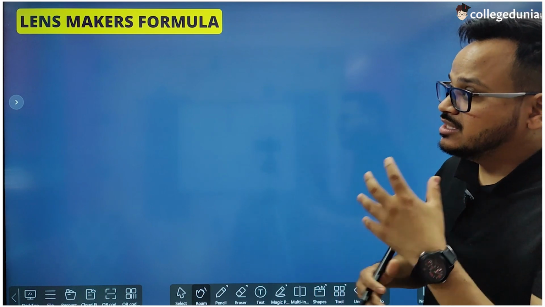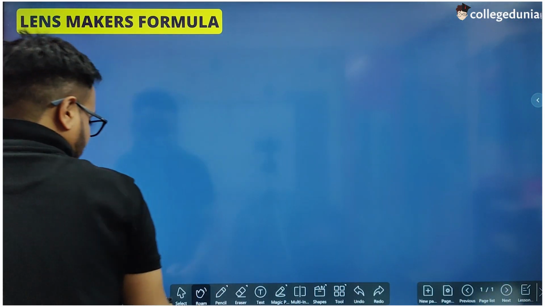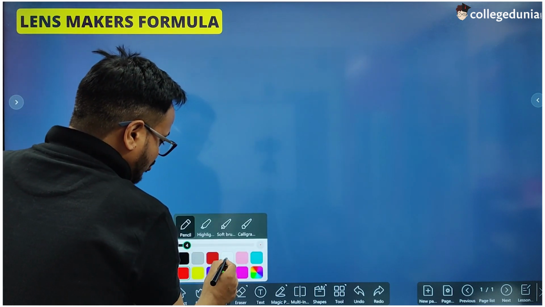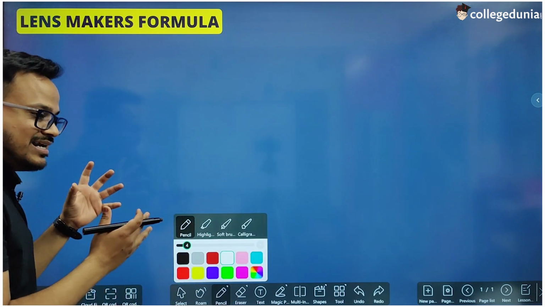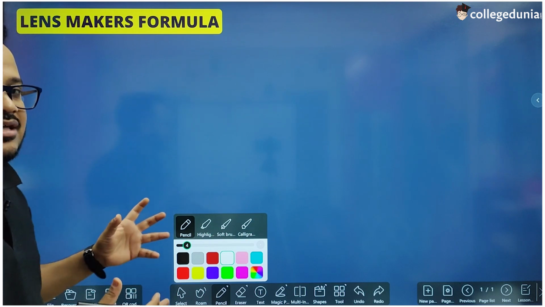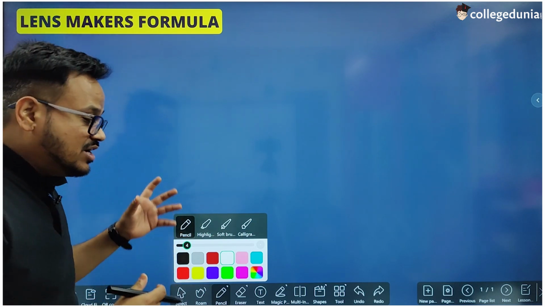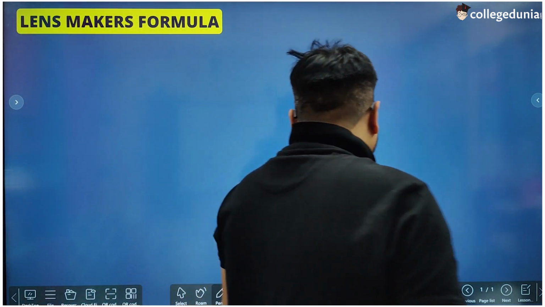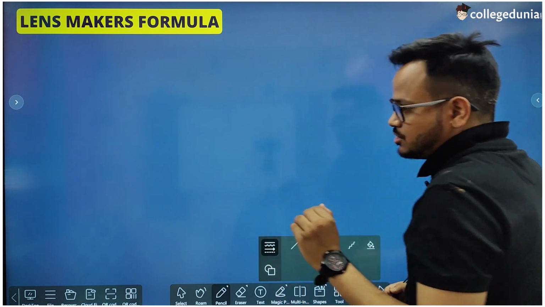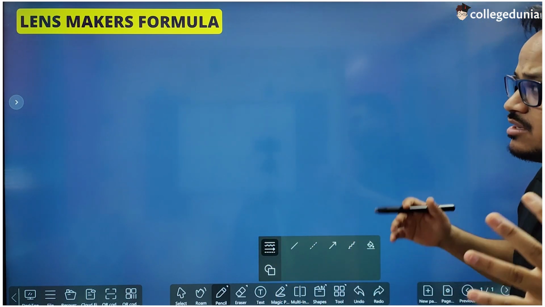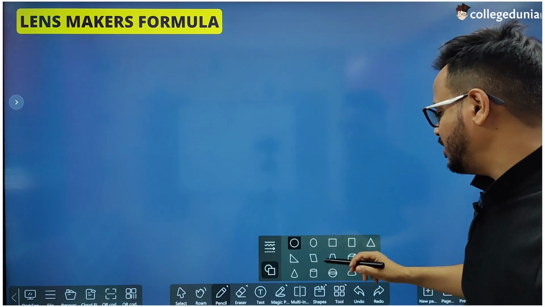We will derive this formula first and we will see the significance and the meaning of various terms used in the formula. So let's start. The most important part in this formula is its derivation. Derivation is something which comes almost once in every 2 years, so it is a very important topic.